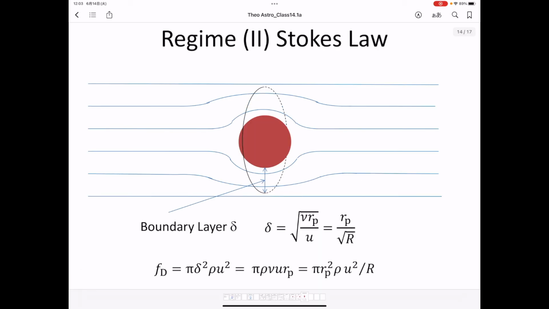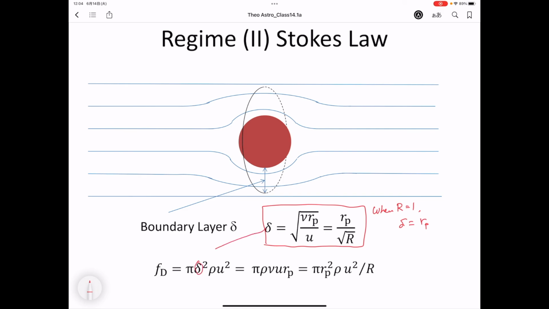Last one, regime 2. The velocity profile of the fluid is significantly modified within the boundary layer of a solid particle. Instead of the geometrical radius of a solid particle, it is better to use the width of the boundary layer. The width of the boundary layer δ can be calculated with this equation. When the Reynolds number equals 1, δ turns out to be the radius of the solid particle, r_b. So instead of r_b, you need to substitute the boundary layer. The drag law is expressed as r_b² times ρ u² divided by the Reynolds number. This is the drag law of Stokes' law.